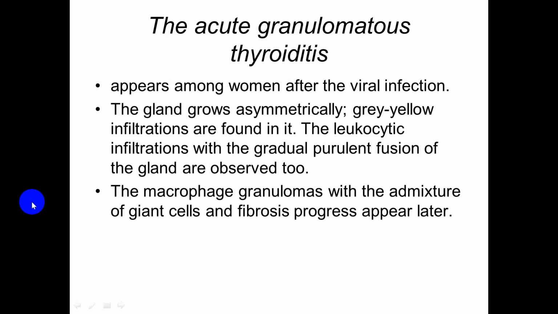Acute granulomatous thyroiditis appears among women after a viral infection. The gland grows asymmetrically, and gray-yellow infiltrates are found in it. Leukocytic infiltrates with purulent portions of the gland are observed too. Macrophagous granulomas with an admixture of giant cells and progressing fibrosis appear later.